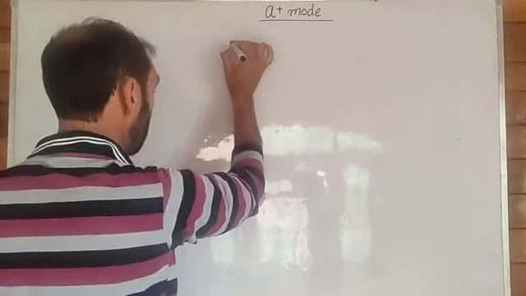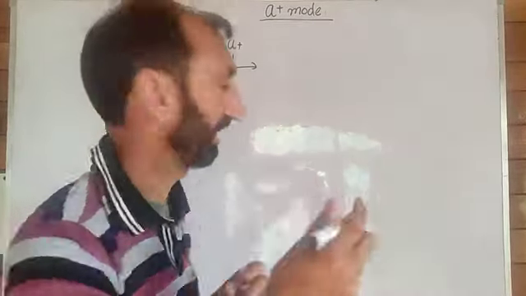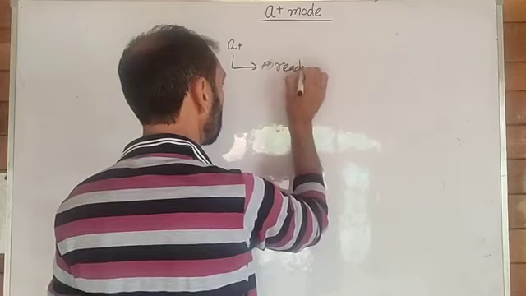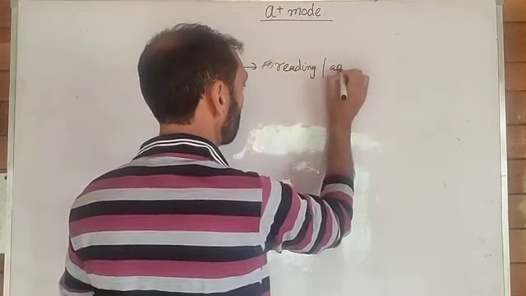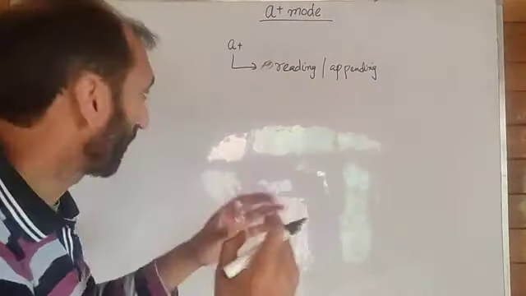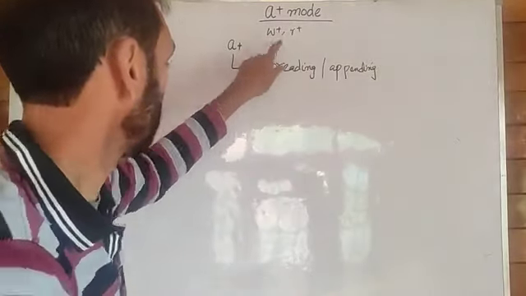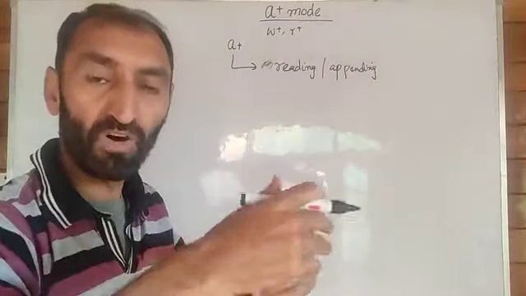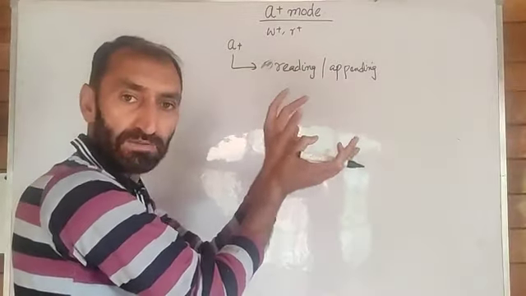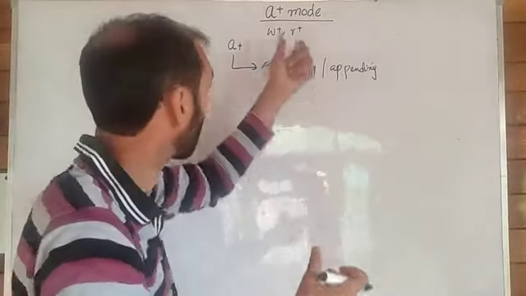First of all, in A plus mode, we can open a file for reading and appending. As we have already discussed, in W plus mode and R plus mode, we are opening a file for reading and writing. But in our A plus mode, we can open a file for the purpose of reading and appending. Because appending is somewhat different from writing.